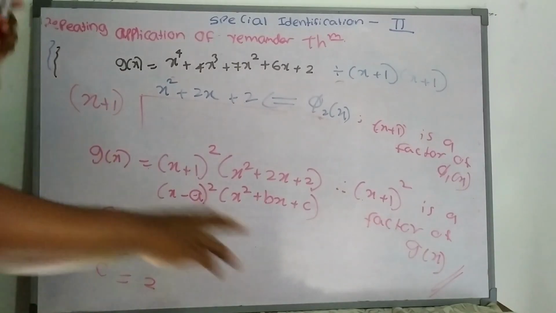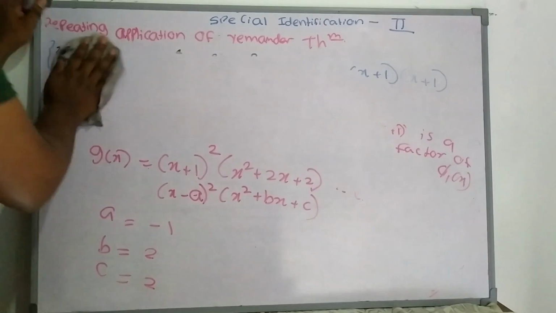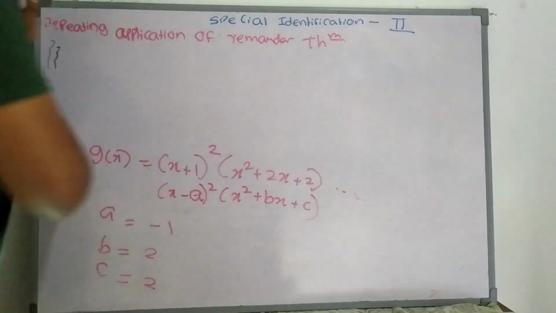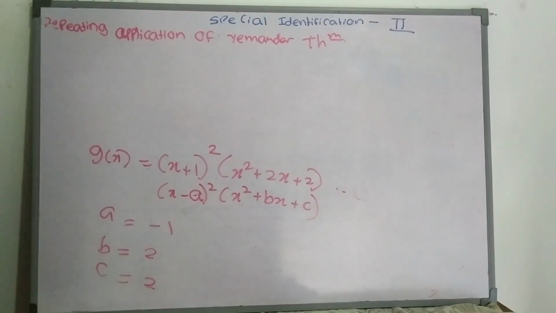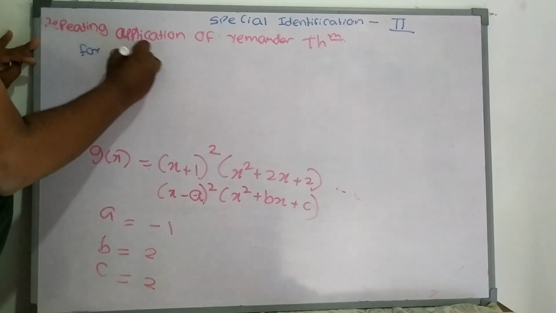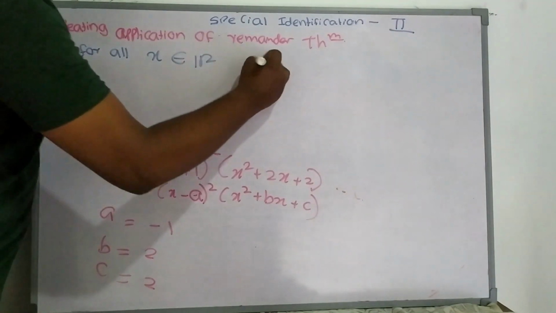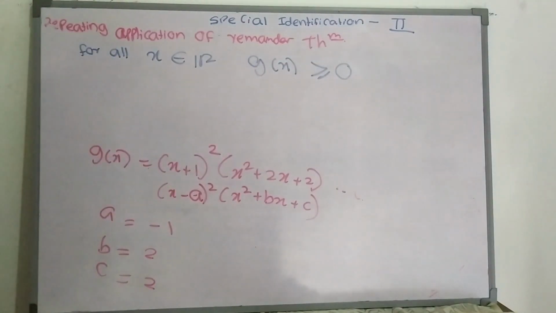So how to do this? For all real numbers x, for all x in real numbers, we have to show g(x) is greater than or equal to 0. So how to prove this?